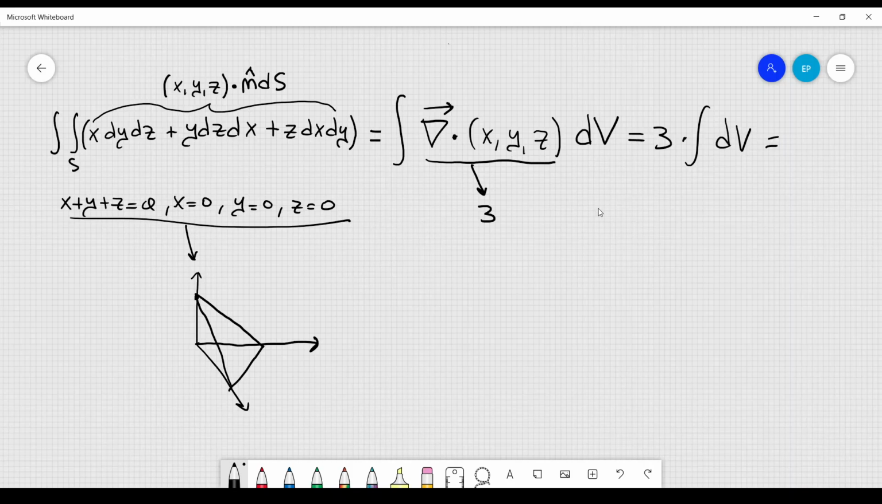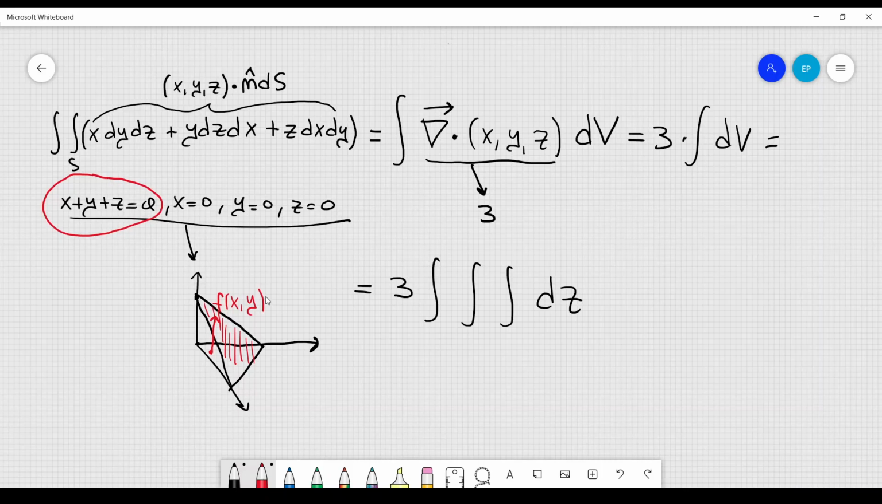And this is just a triple integral. It is quite easy to calculate. So I have 3 times the integral. It's a triple integral. For example, first I can integrate over dz. The variable z goes from 0 to the function f of xy, which describes this plane here, characterized by this equation, and the function f of xy is z. So z is equal to a minus x minus y. So I have to integrate from 0 to a minus x minus y.